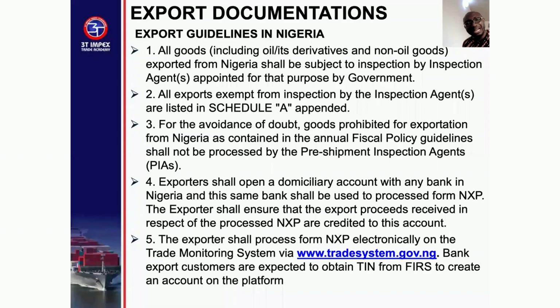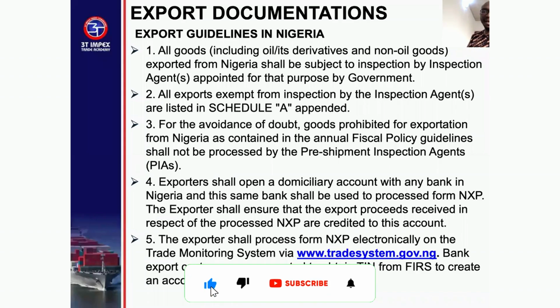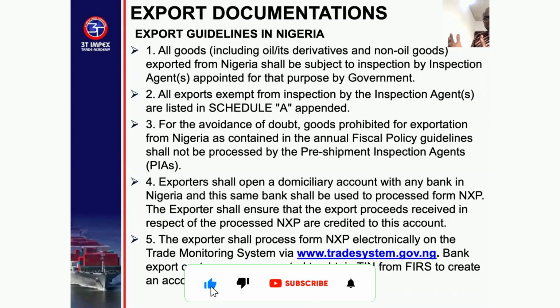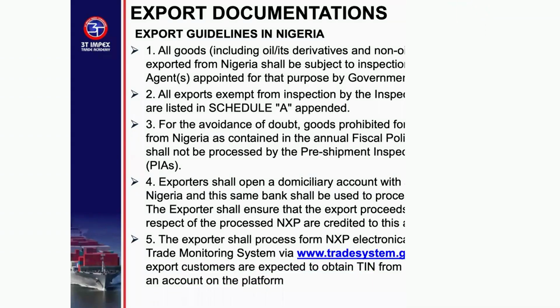All exports exempted from inspection by the inspection agent are listed in Schedule A appended, and I'll show the Schedule A soon. For the avoidance of doubt, goods prohibited for exportation from Nigeria as contained in the annual fiscal policy guideline shall be processed by the pre-shipment inspection agent. That's the agencies I talked about, and Gojopa and Neroli.